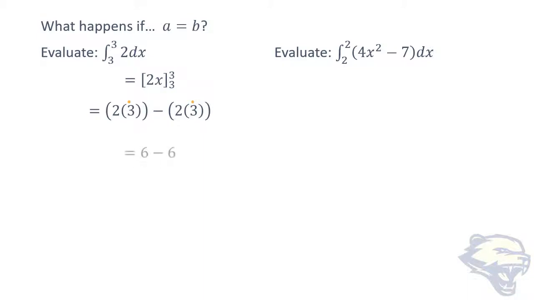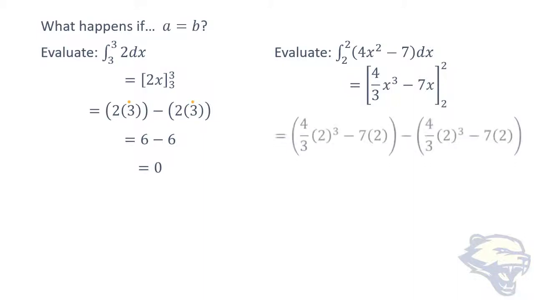Okay, well, that's just 6 minus 6, so it's 0. Okay, let's try another one, see if that happens again. So integral from 2 to 2 of 4x squared minus 7. So that would become 4/3 x cubed minus 7x from 2 to 2. Okay, see where this is going?